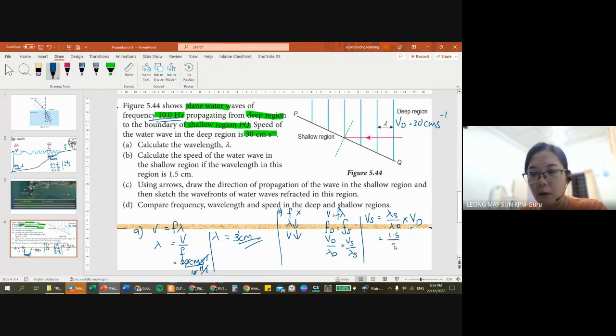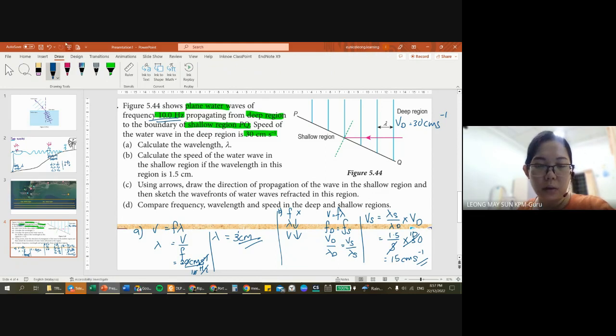The shallow region wavelength is 1.5 centimeter, over the deep region, which we calculated as 3 centimeter, times the wave speed at deep region, which is 30 centimeter per second. That would be 10. So the answer is 15 centimeter per second. So that is how we calculate for B. Okay?